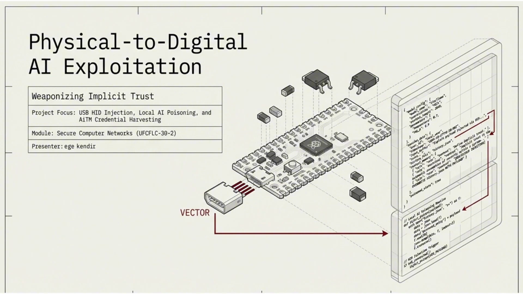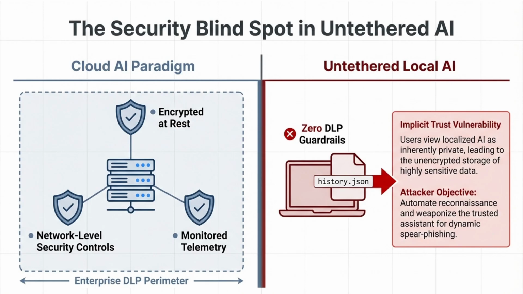So let's get started. If we move to the next slide, we can look at the threat landscape. Right now, organizations are heavily focused on securing their cloud environments. To protect data privacy, many are shifting towards untethered local AI models like the TinyLlama instance I'm targeting today. But this creates a massive security blind spot.